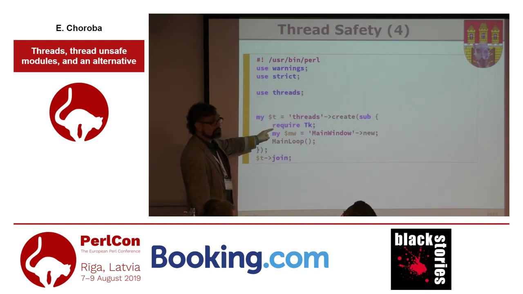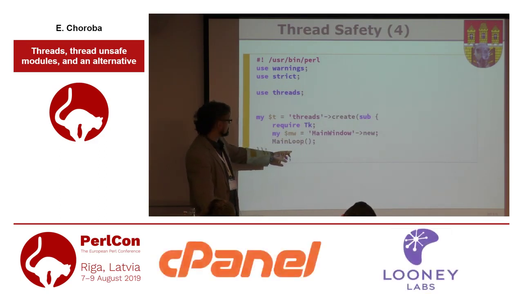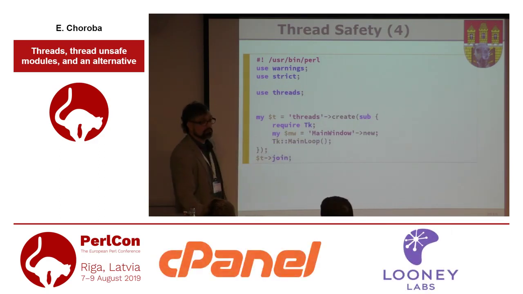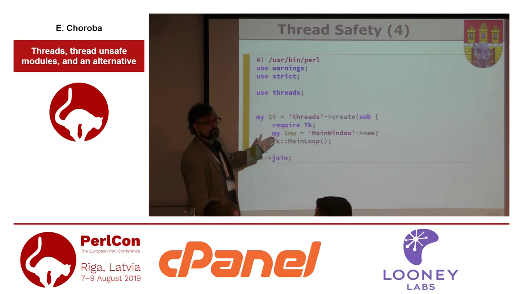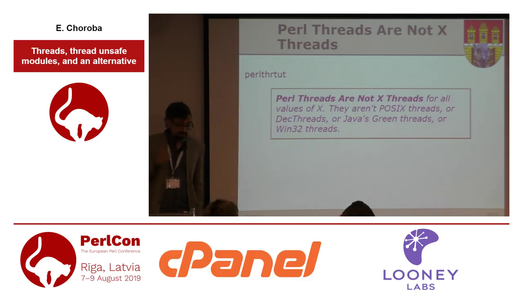Which is not that problematic, because for this example, this use TK will be moved here and changed to require TK. This still doesn't work because we didn't import TK, so this main loop is now unknown. So you can prefix TK because import is not needed. There's nothing really important happening in case of TK. And this works. No seg fault, and works nicely. And that's basically how the client works.